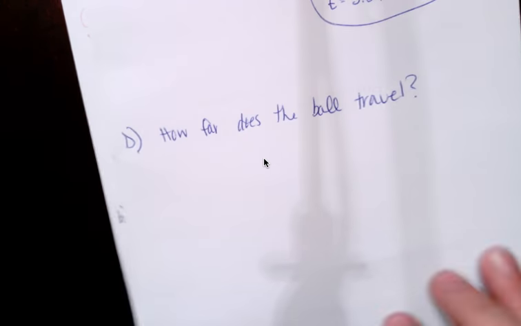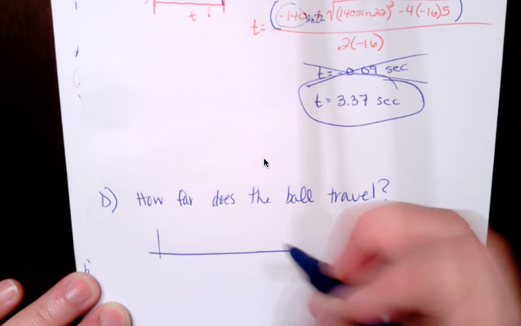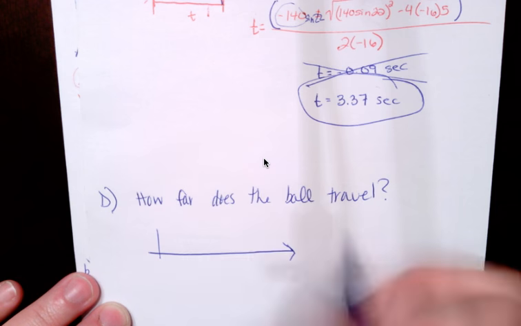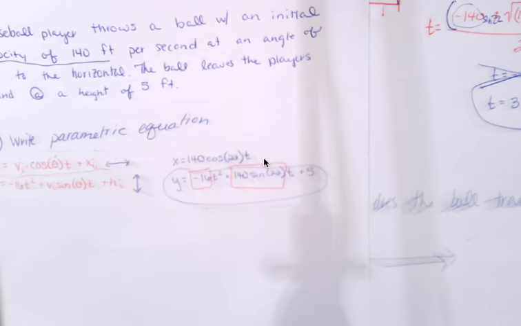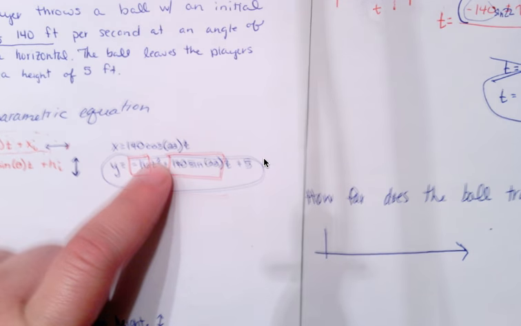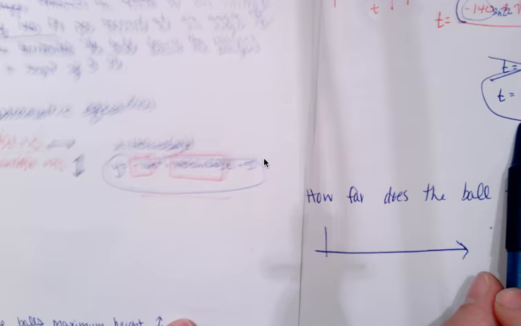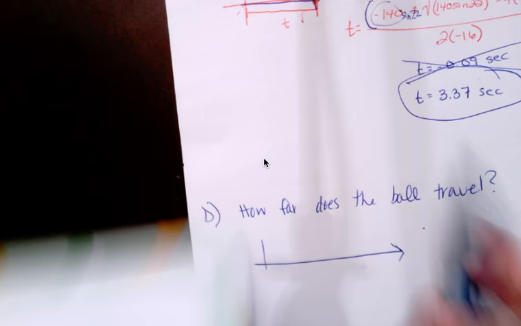Then the last part. How far does the ball actually travel? That's talking about horizontal distance. How far did my horizontal go? Well, to figure that out, I can use my horizontal equation, because I now know how long it was in the air. So I know when it stopped being in the air: 3.37 seconds. So if I want to use my horizontal equation, I'm going to fold this for a second.